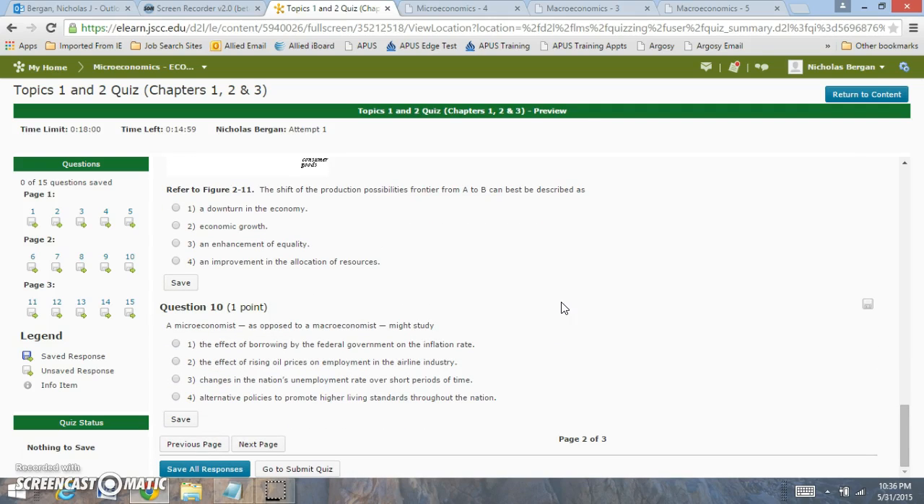Question 10 is looking at a microeconomist and a macroeconomist. Now, microeconomists are concerned about individual decision making, where individuals and businesses make decisions, whereas macroeconomists are concerned about economy-wide policies and how these economy-wide policies influence what the government does.